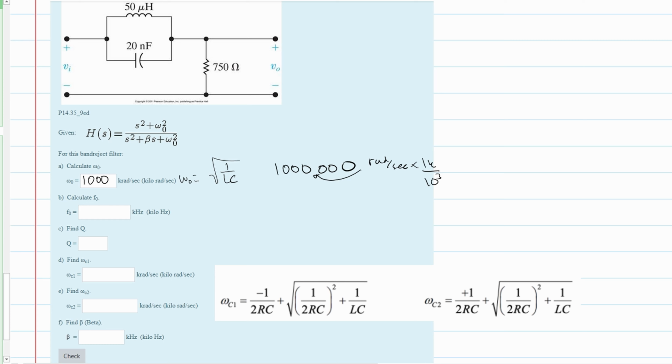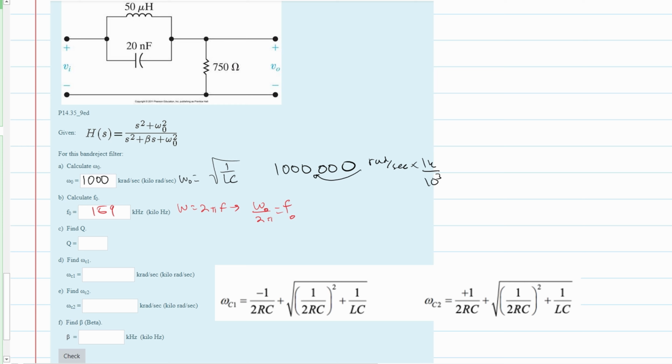Now we need to calculate f naught. Well, the formula for frequency is where we have our omega equal to 2 pi f. So we're going to have omega divided by 2 pi, and this will be equal to our f. You just throw a naught underneath both of these, and we have that our frequency is 159 kilohertz.